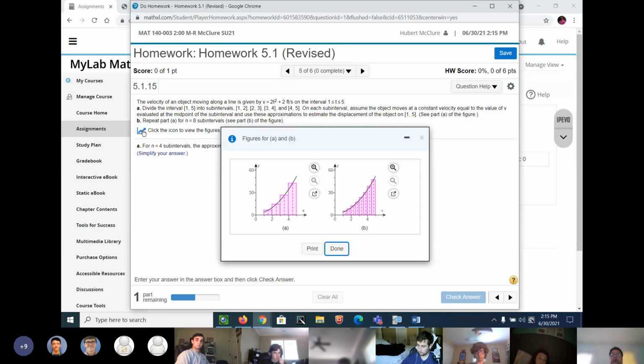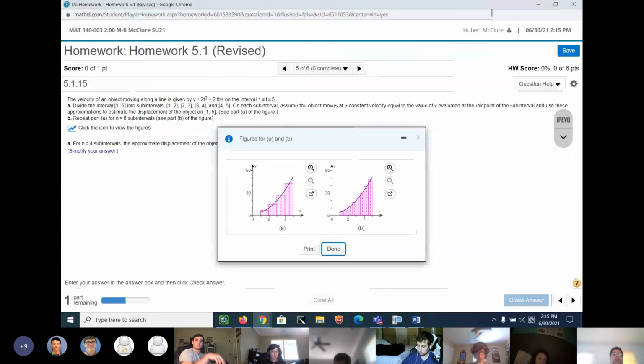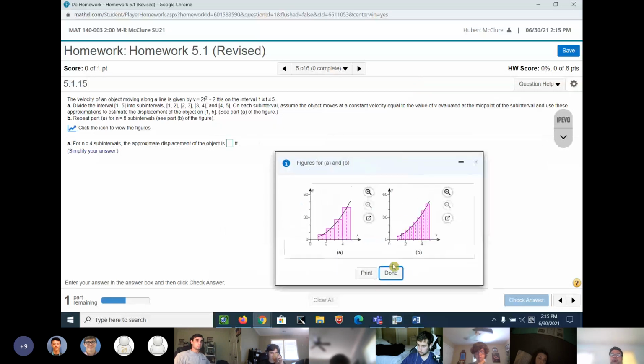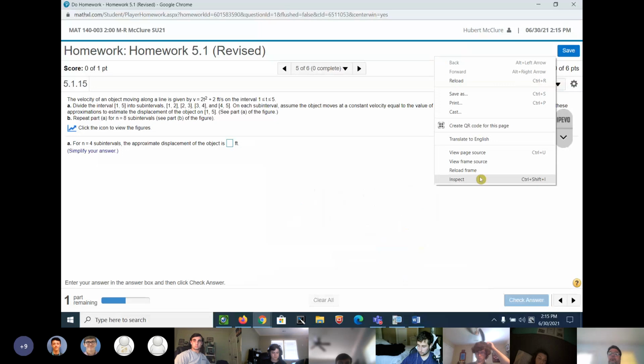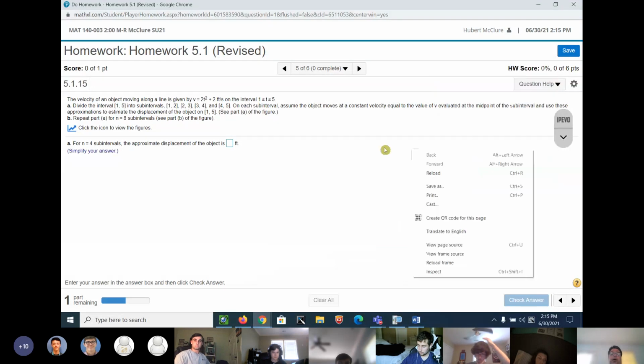There we go. All right, this one uses the midpoint. So go ahead and write this question down. I'll blow it up just for a minute so you can write. I can't blow it up for some reason. I don't know why some of these homework questions will let me blow it up and some of them won't. Them damn Russians.